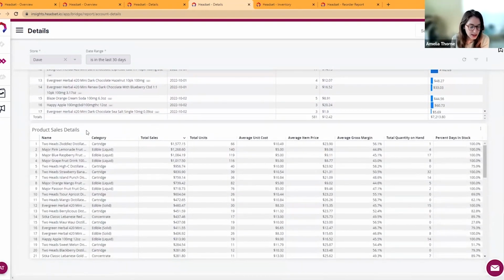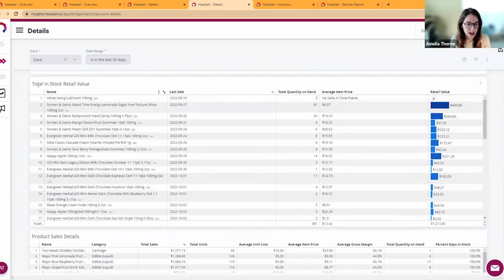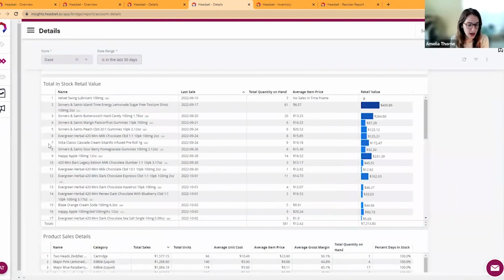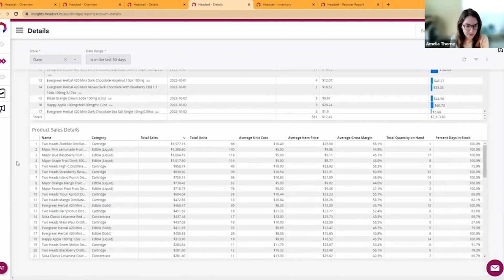And then down here we have product sale details. So within each of our products, we can see a lot of different metrics, such as total sales in the last 30 days, units, average unit cost, all that good stuff. And this product sales details, as well as this total in-stock retail value, this table actually combines, so to speak, in another dashboard within our inventory. So I'm not going to take too much time to focus on this product sales detail because I'll want to look at and explain another table in just a few minutes.